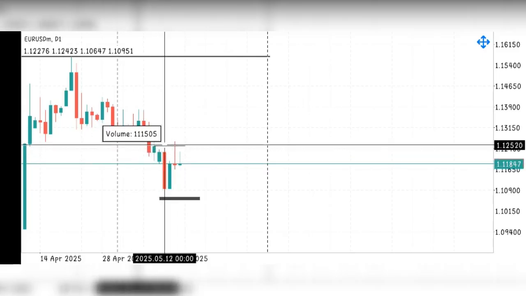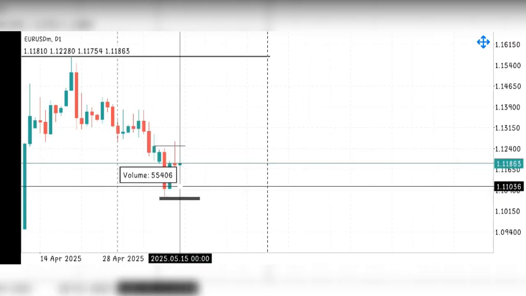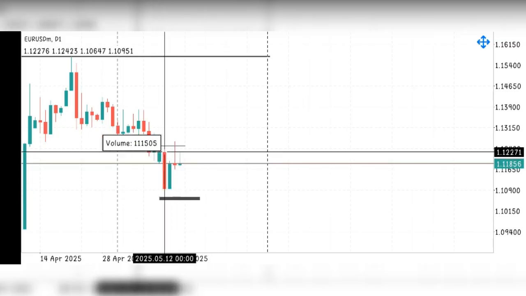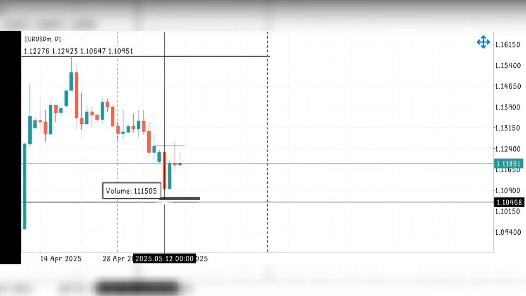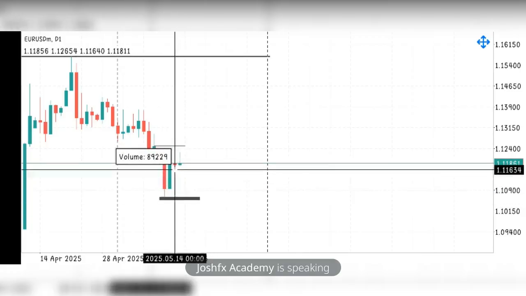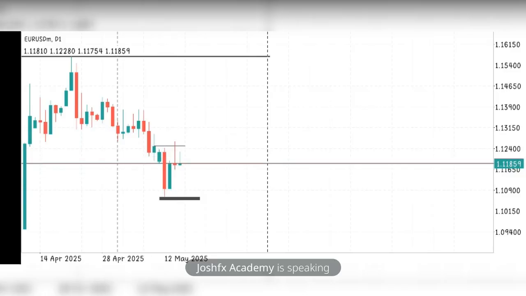And the market trades from liquidity to liquidity. So this is the buy side raided, and the market is coming for the sell side, which means that Euro USD is going to sell. Now, let's move to 4 hours.